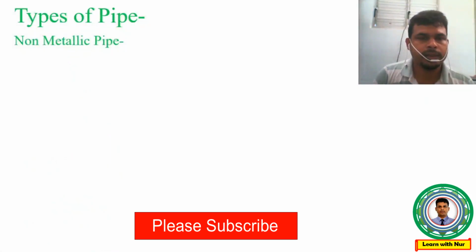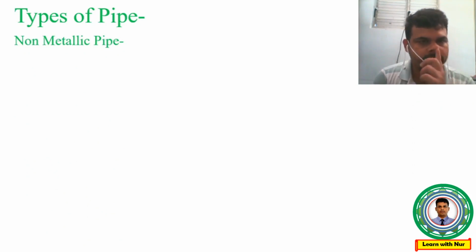Then next we come to the non-metallic pipe. For non-metallic pipe I will show you some photos of what non-metallic pipes we use. For non-metallic pipe I prepared it very simply. If people request me to prepare the non-metallic pipe details, then I will prepare one more lecture only for non-metallic pipe. So let's see what we have in non-metallic piping.